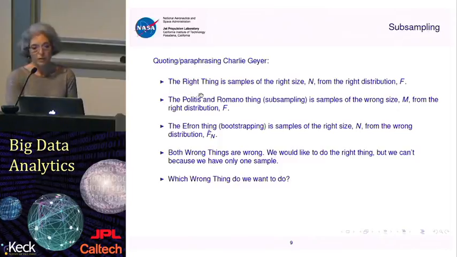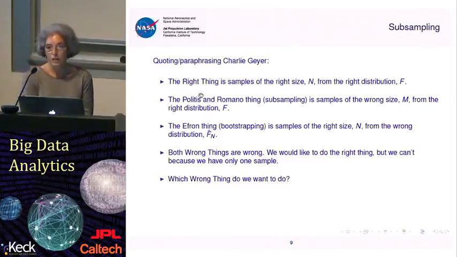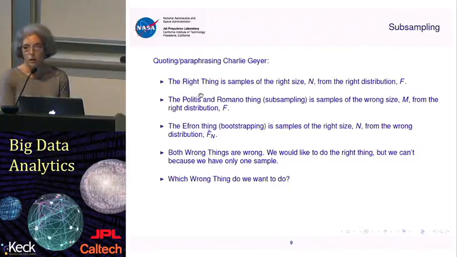We would like to do the right thing, but we can't because we really only have one sample at our disposal. So which wrong thing do we want to do? And that goes to the comment that it really depends on what your problem is, whether you care more about bias or more about variance.